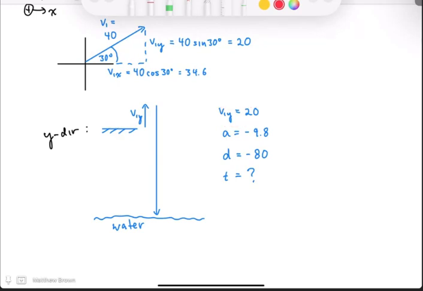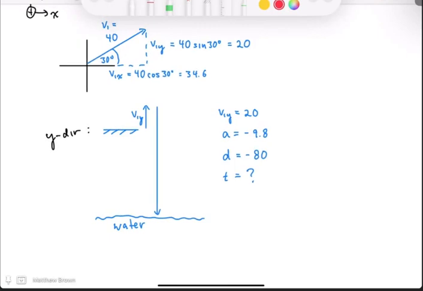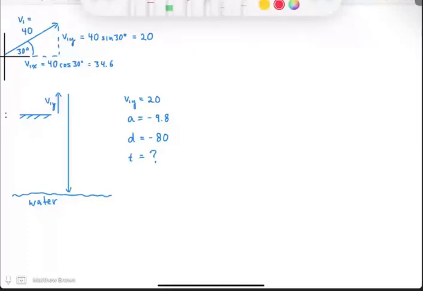So if you want to look at an equation, well, what equation do I want to use? I want the equation without V final. So that means I want D equals V1t plus 1 half at squared. That's the equation I want. That will give me time. All of that stuff is built in.